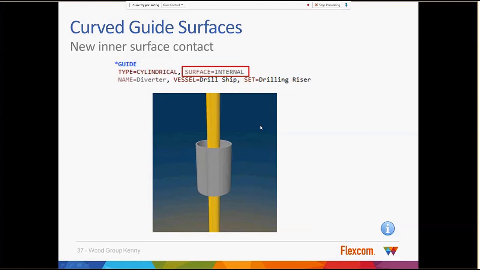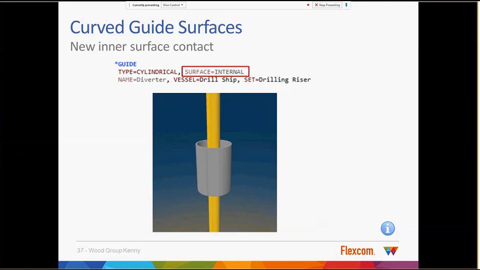Curved guide surfaces was something we added in a previous version of Flexcom, I think it was 8.3.2. This allowed you to have a riser or mooring line or whichever in contact with a curved guide surface. Where these are used predominantly, in my experience, is in modeling mid-water arches. If you look at the mid-water arch that we have in Flexcom 8.4, you'll see that the top surface of this arch is modeled with these curved guide surfaces.